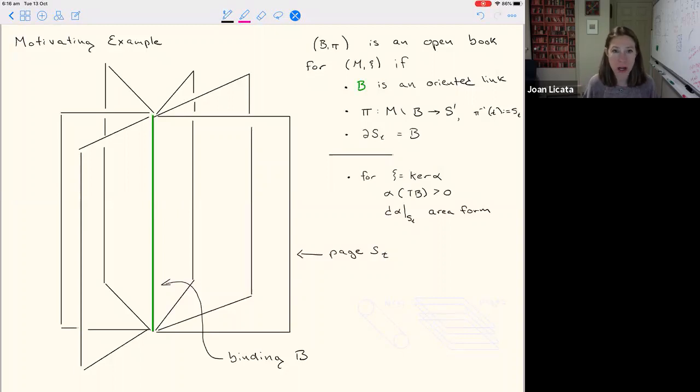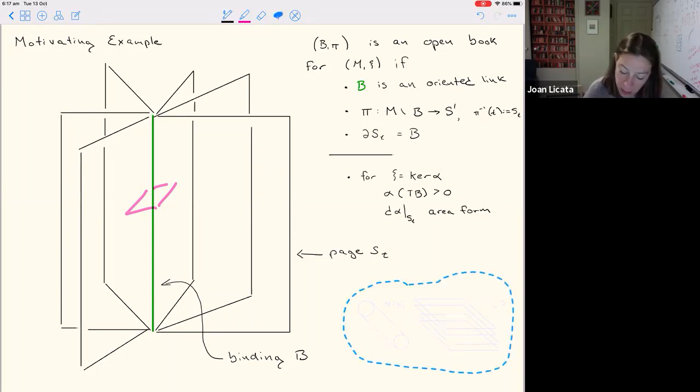So if we assume that our contact structure is given by the kernel of some one-form alpha, then we require that alpha evaluates positively on the tangent to the binding, and this tells us that the contact planes are transversal along the binding. And the second condition is that d alpha restricted to each page is an area form. Okay? And we'll talk a little bit more about what that means shortly.